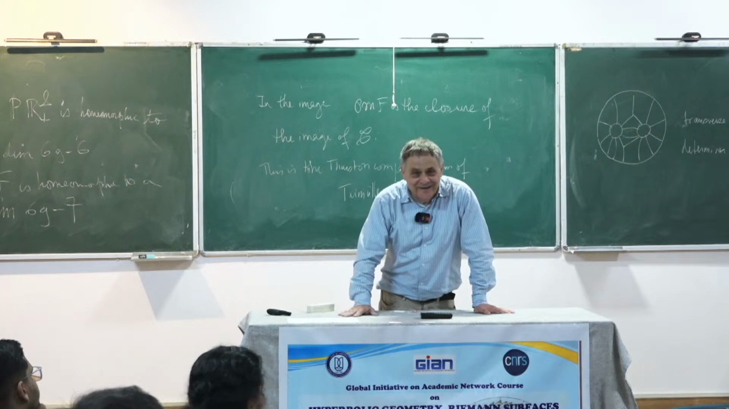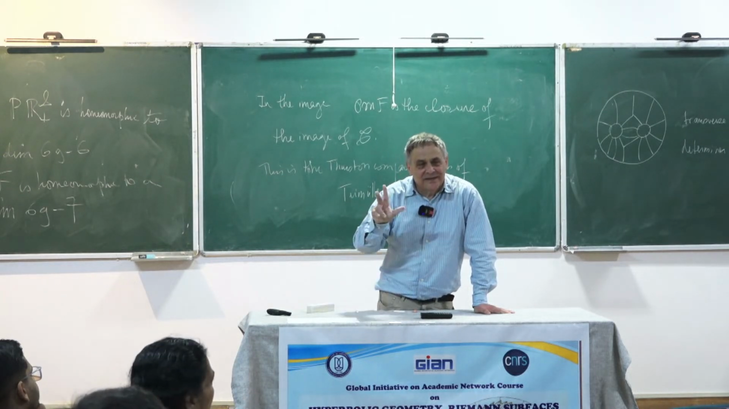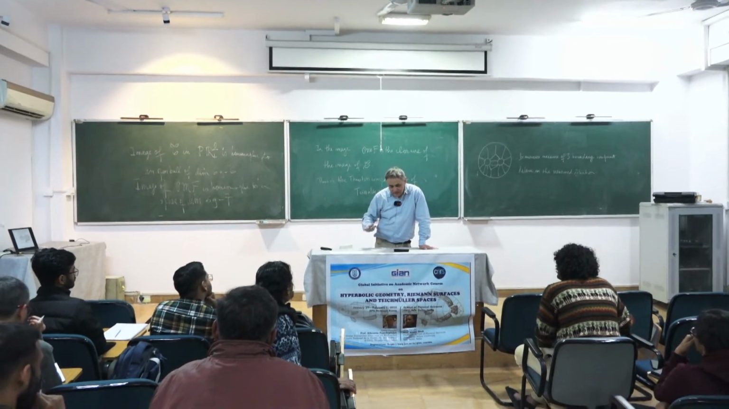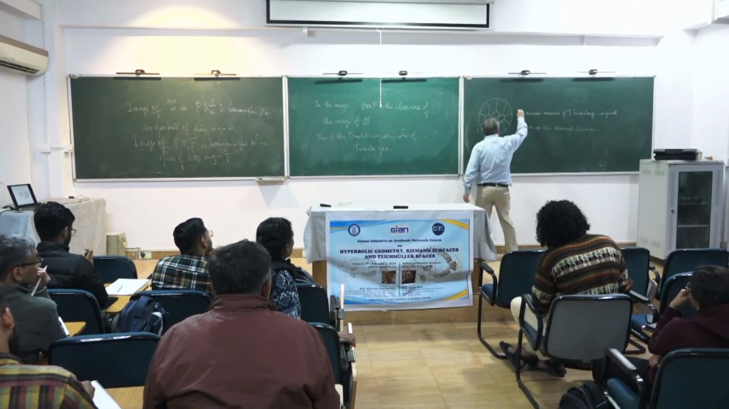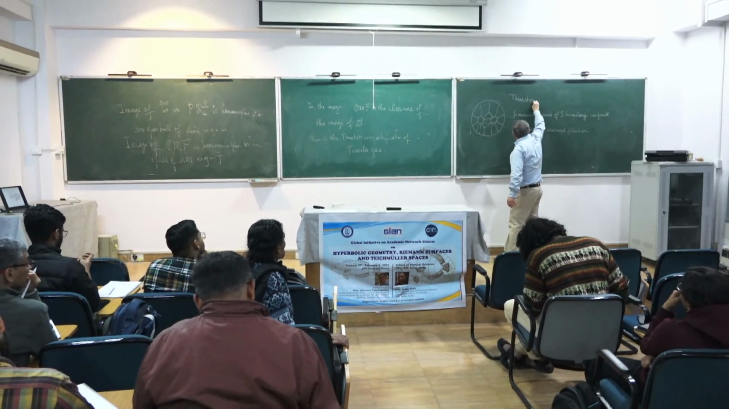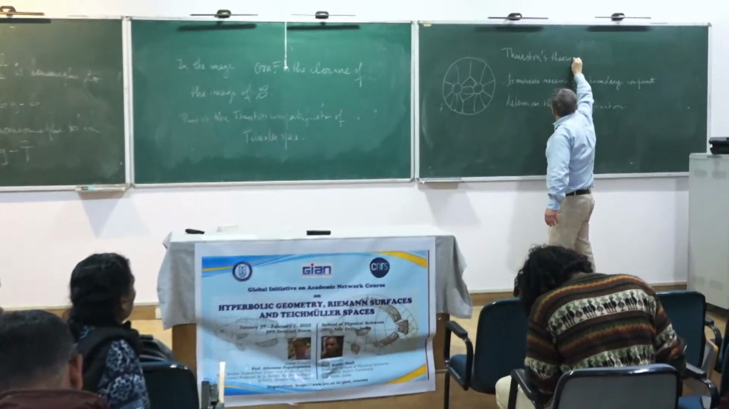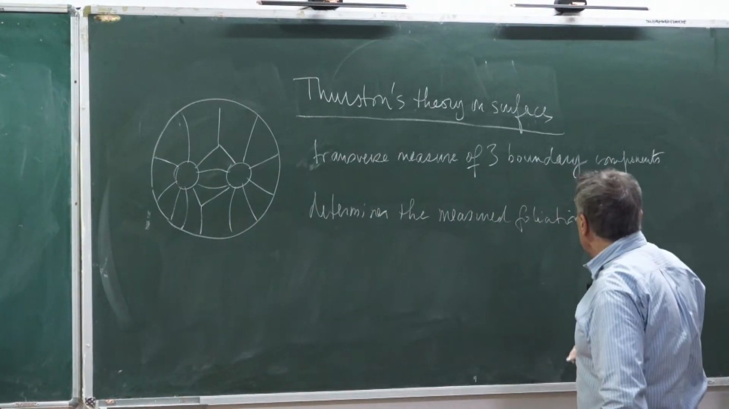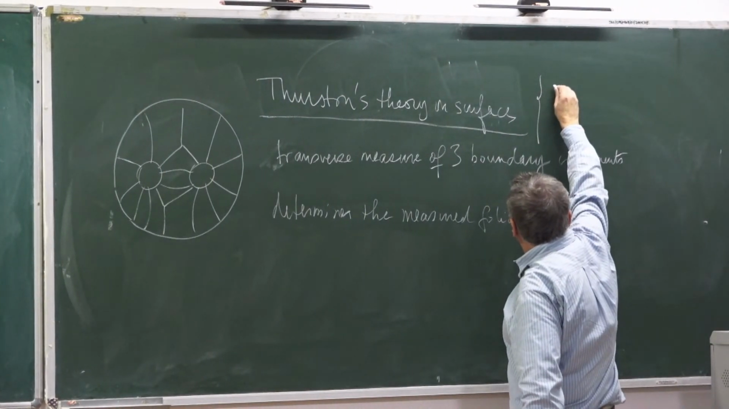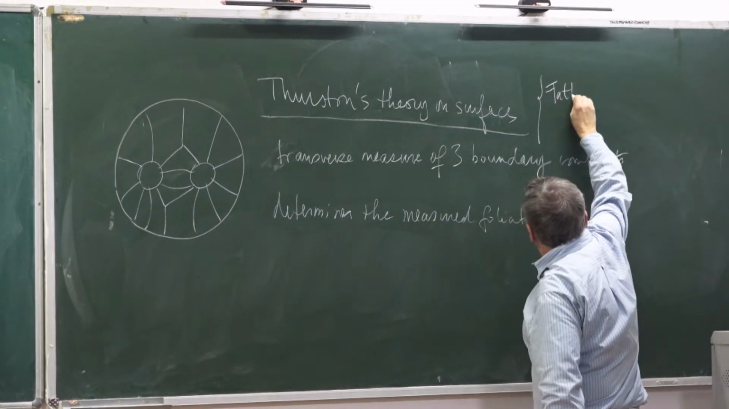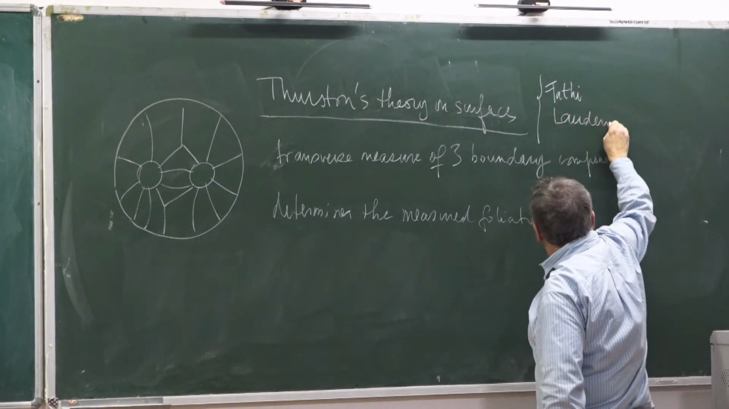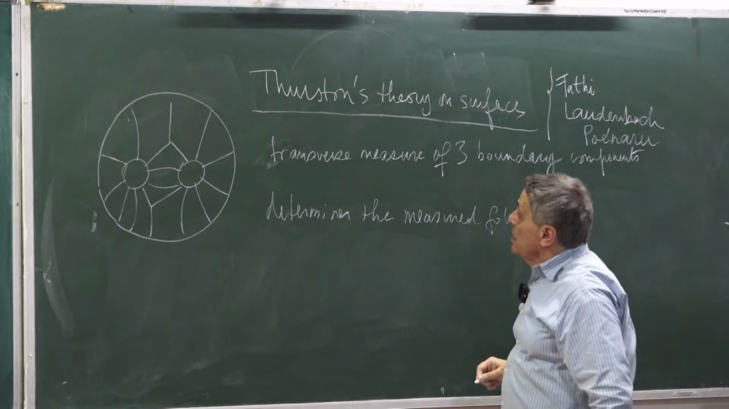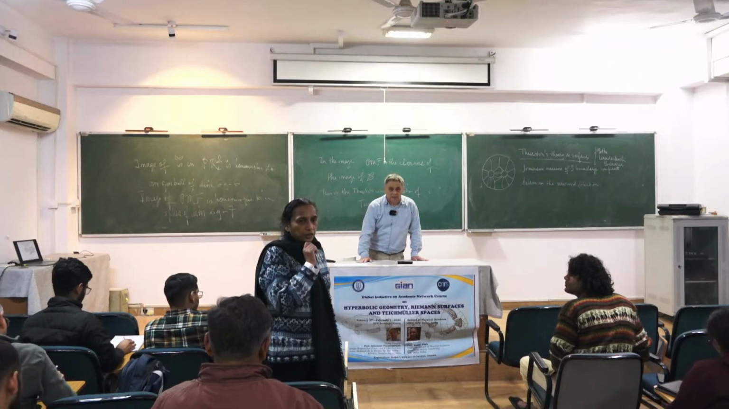So, okay, I gave you three references for Thurston. And now there's this fourth and last one. It's also a book on the internet, called Thurston's Theory on Surfaces. It's not written by him. These are notes written by Fathi, Laudenbach, and Poénaru.